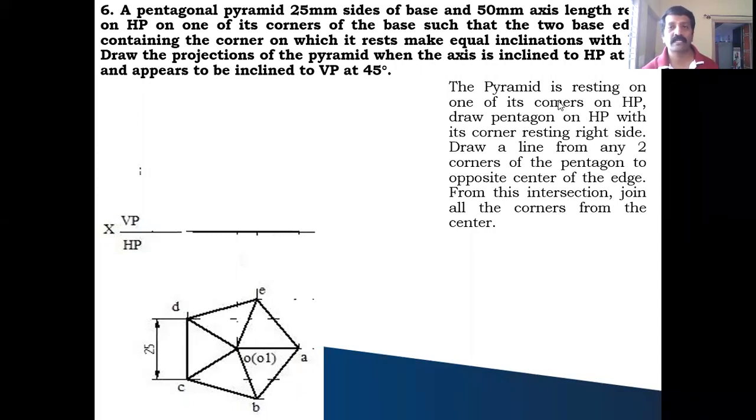So in this case, clearly, as given, appears to be, in the sense that directly the beta angle, that is the apparent inclination, is given. No need to take the locus for this. So let me start. Given the details of the pyramid, it has a base side of 25 millimeter and axis height 50 millimeter, and he says it is resting on one of the corners of its base on the HP.